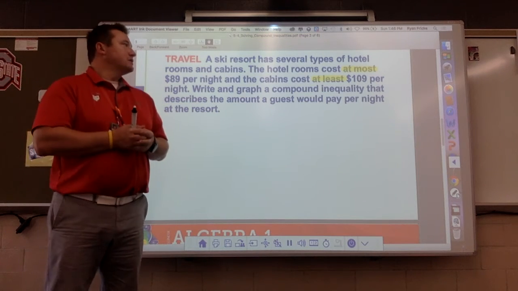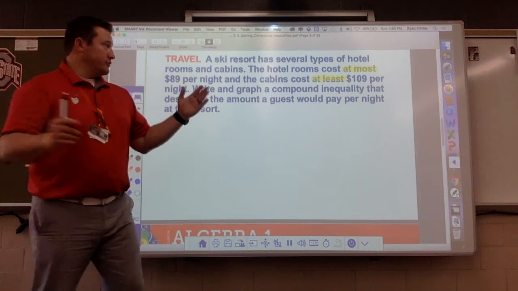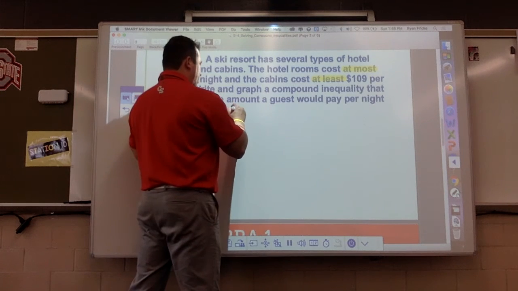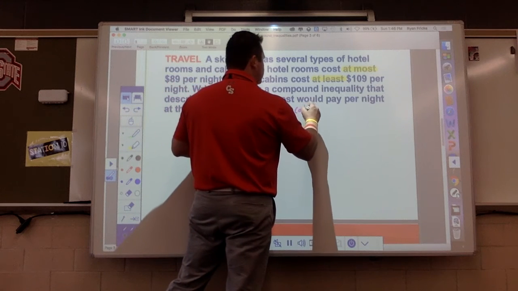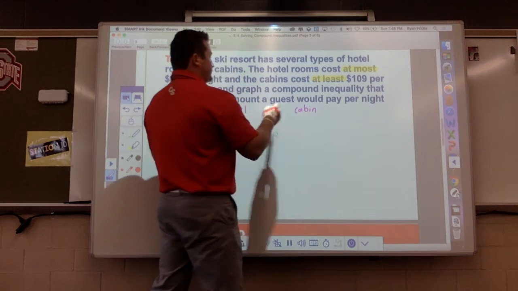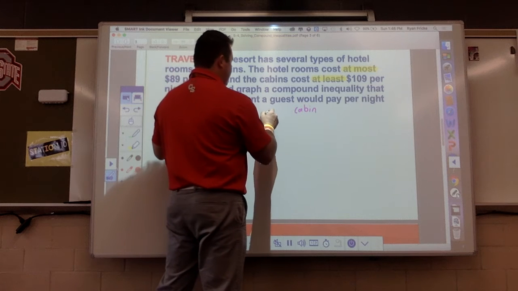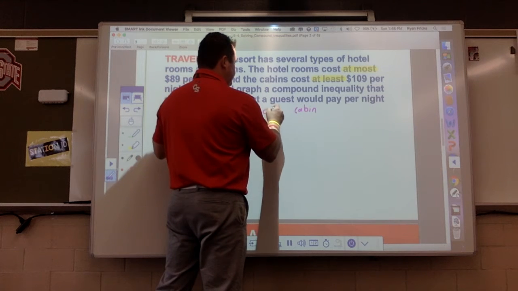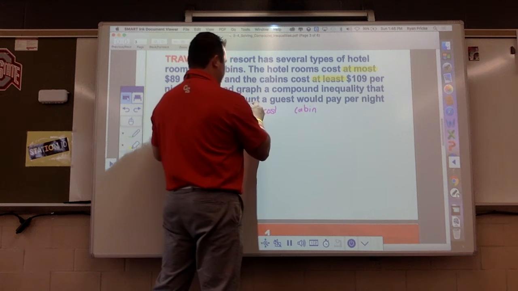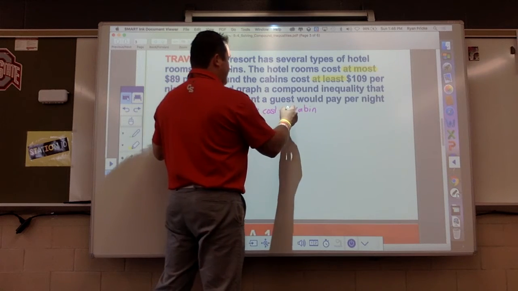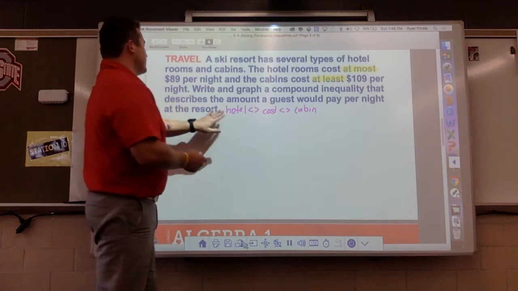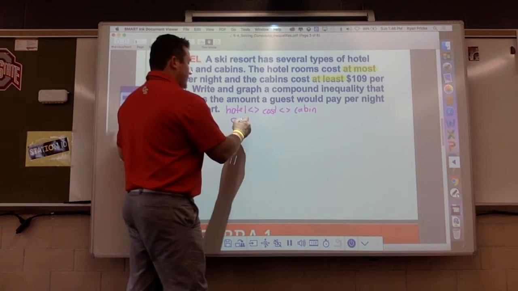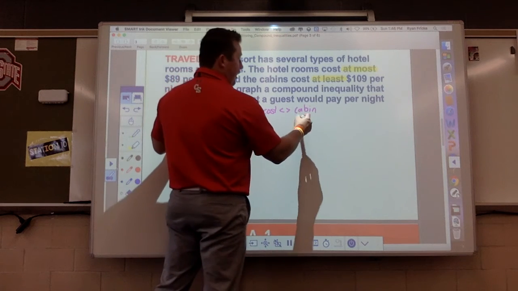So we have 2 different kinds of rooms. We're going to have our hotel room here, and our cabin over here. How much it costs will be in the middle, and we're comparing. So we're going to have some kind of alligators there. So $89 a night, and this is 109.